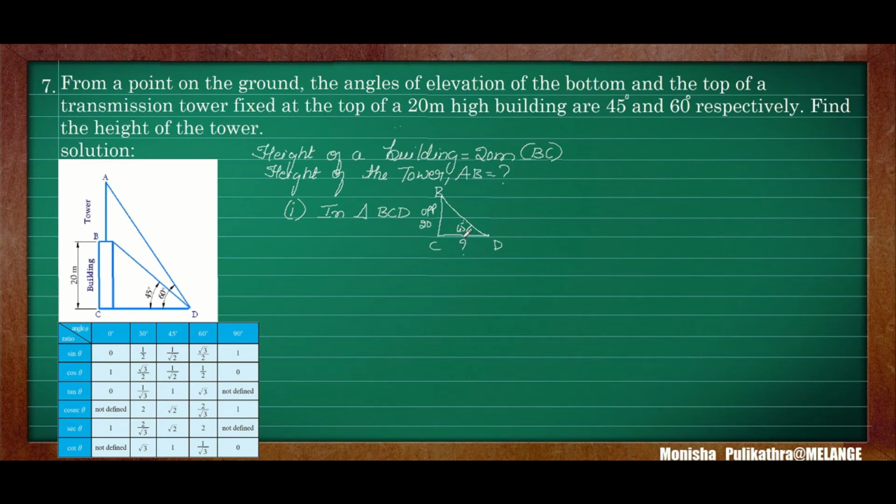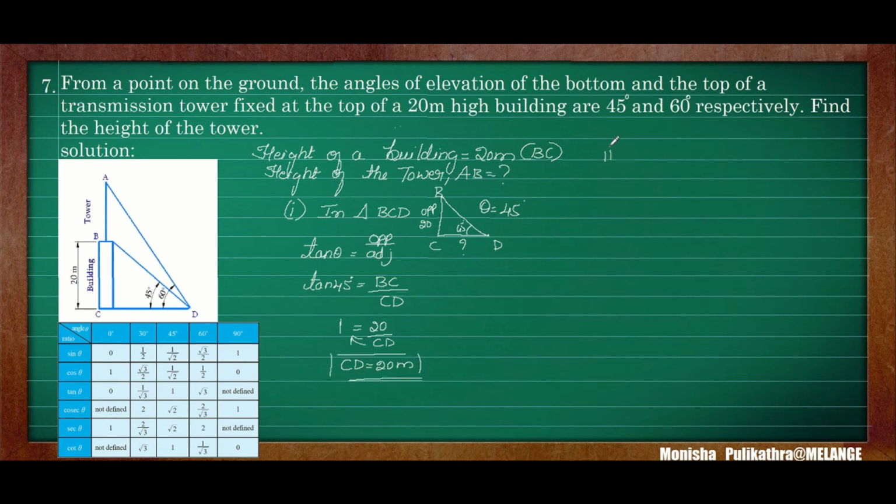So here angle is 45 degree, so theta is equal to 45 degree. Therefore, tan theta is equal to opposite by adjacent. So tan 45 degree is equal to the opposite side, the building, 20, that is BC, and adjacent side is CD. According to the chart, tan 45 is 1. So 1 is equal to 20 by CD. When you cross multiply, the value of CD will become exactly 20 meter. So this is CD value.